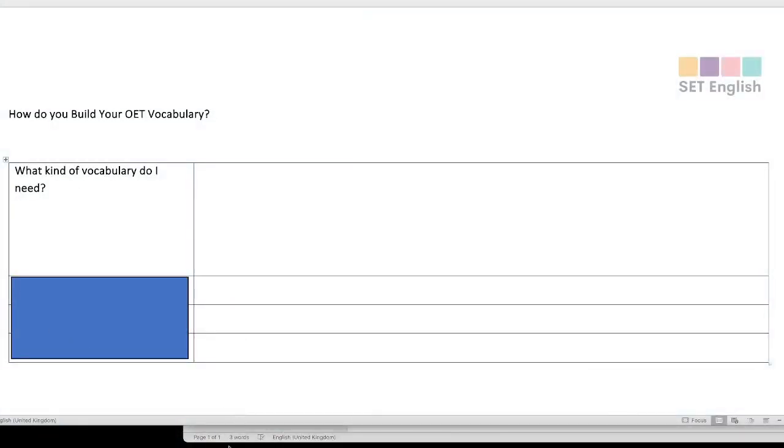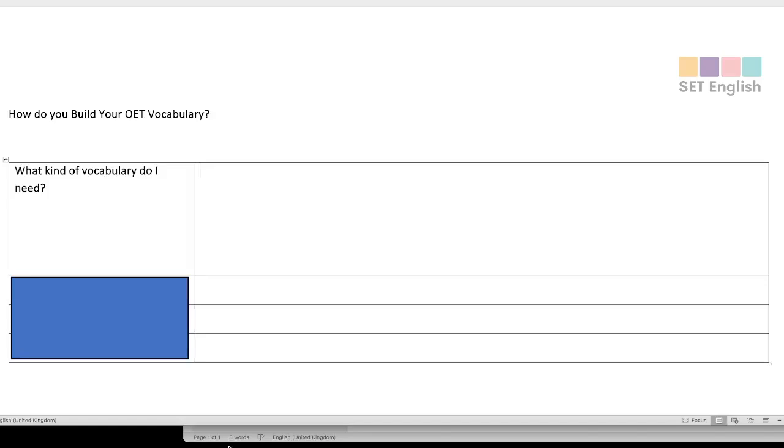Okay, so what kind of vocabulary do I need in OET? That's a really good question, because I think a lot of people assume that OET is all about medicine, all about medication and that kind of thing. And people get a bit worried, oh, I haven't been in the industry for a while, I haven't worked for a couple of years, or I'm a doctor, but I've been working as a carer, so I'm not familiar with what's happening in the UK. Well, there's good news and bad news there.